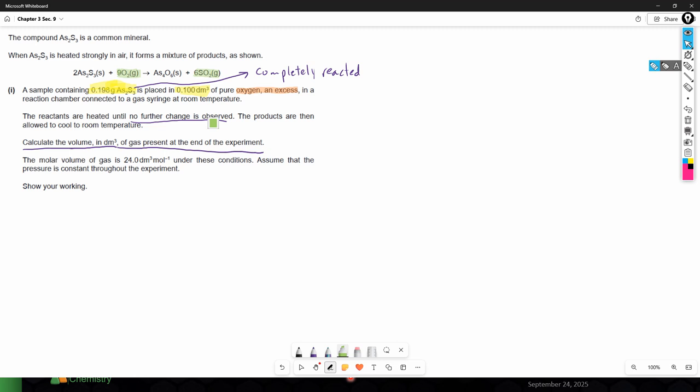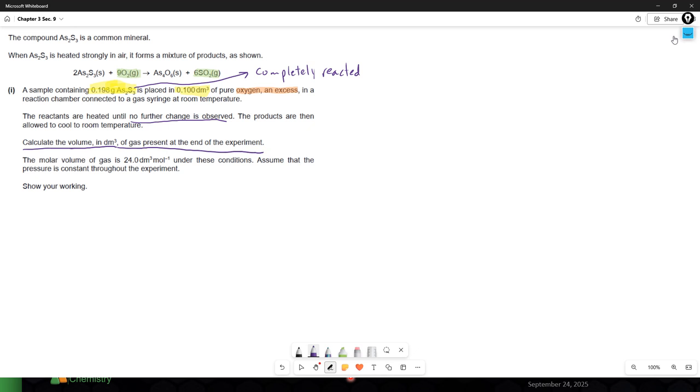The molar volume of gas is 24 cubic decimeters per mole under these conditions. Assume that the pressure is constant throughout the experiment. Great. So we know that the oxygen is in excess. We know how much As2S3 we have. And we know we need to, at some point, use this molar volume we were talking about. So let's put all of this together.